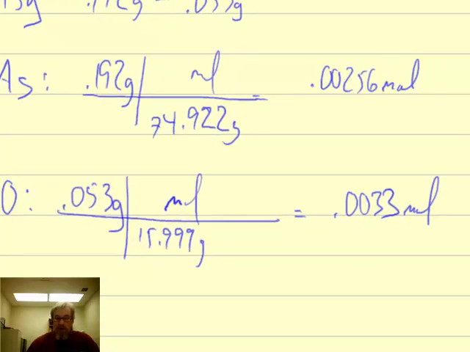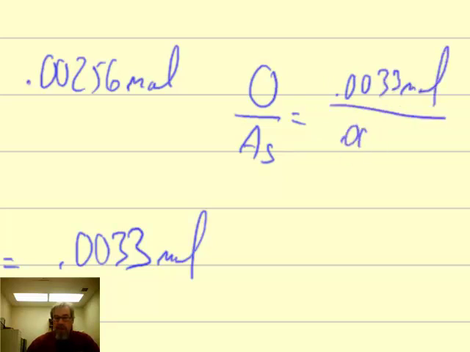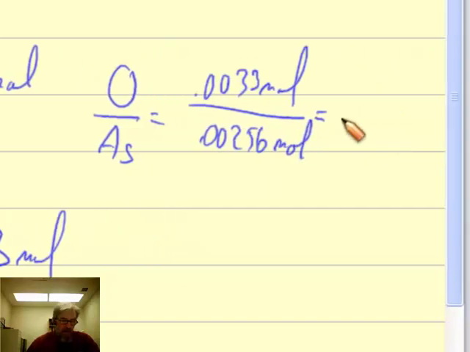0.00256 is the smaller of the 2 numbers, so I want to find a ratio of oxygen to arsenic by taking 0.00333 moles and dividing by 0.00256 moles. What I come up with is this, 1.289. Well, 1.289 is not close enough to a whole number to round it to either 1 or 2. So we got to look for a simple fraction. It's a few hundredths higher than 1 1/4, but it's pretty close to 1 1/3, actually.